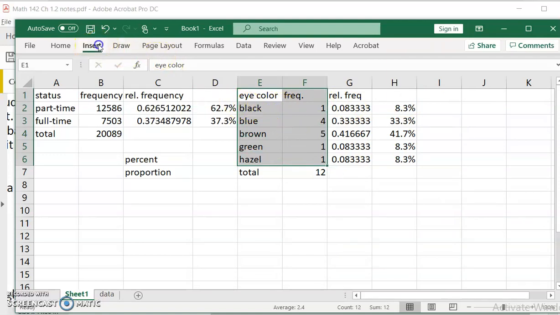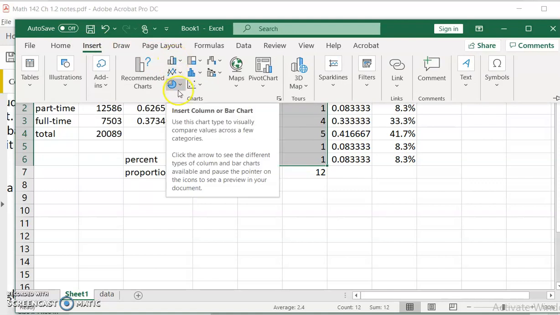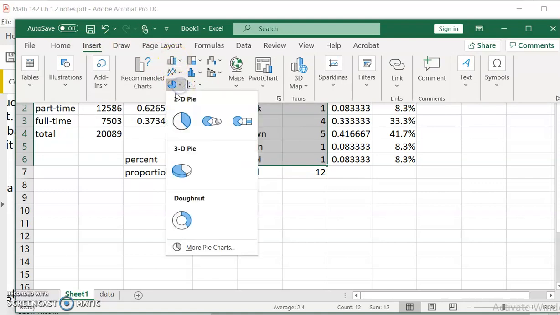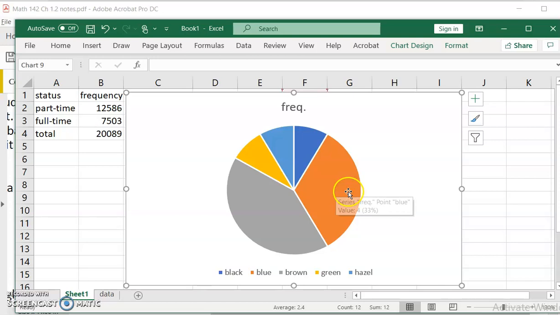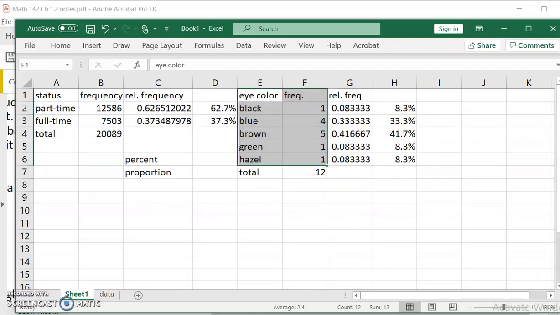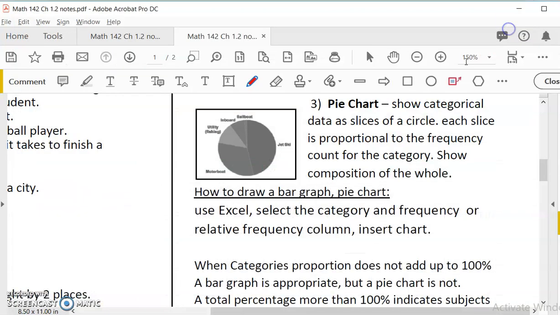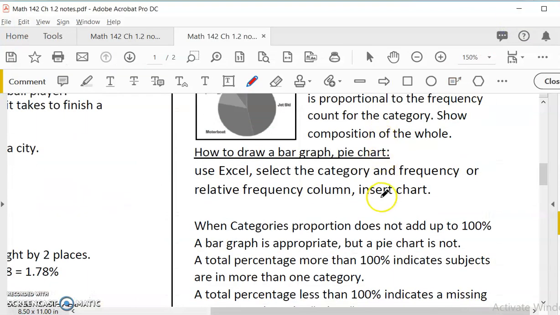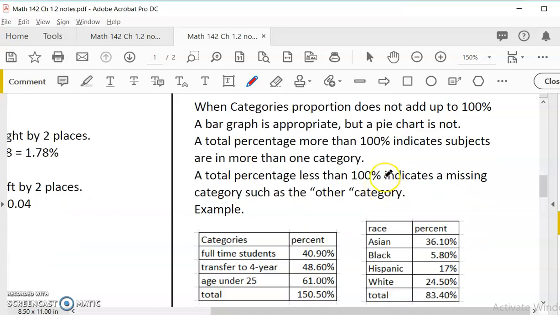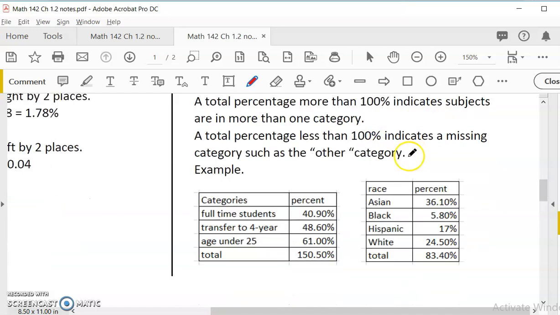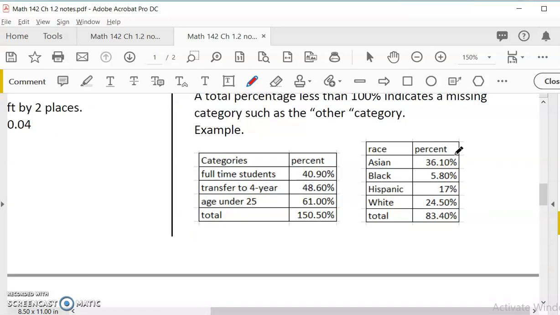Again, for eye color, insert, hover the pie chart, click 2D, and then if you hover your mouse over them, they tell you the percentage, it tells you what category it is. So that's the way to summarize categorical data. Okay, so you basically use pie chart or Pareto chart or bar graph.